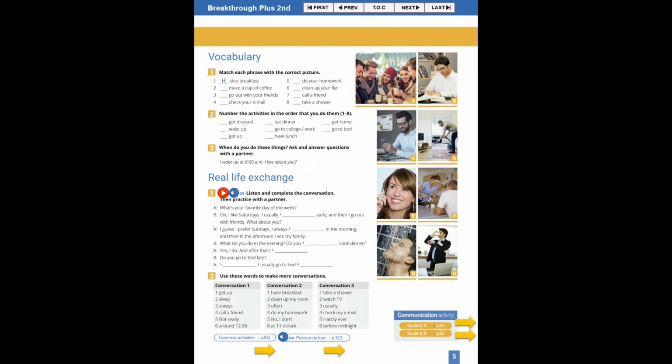Take your time, look carefully at the vocabulary and the picture. Put the correct letter next to the correct vocabulary.